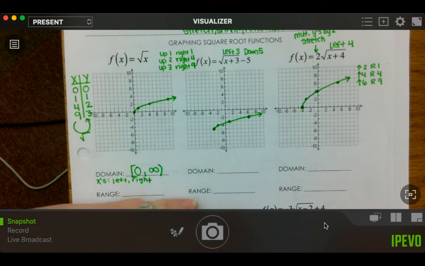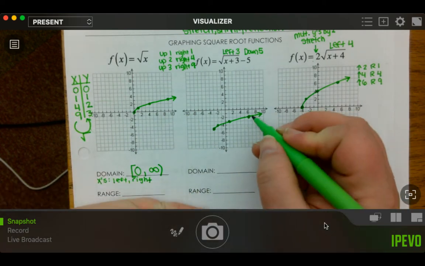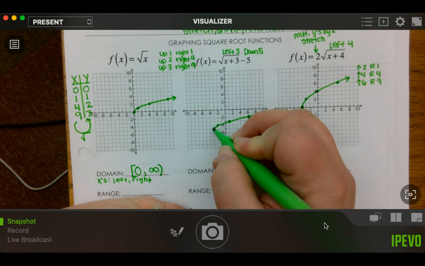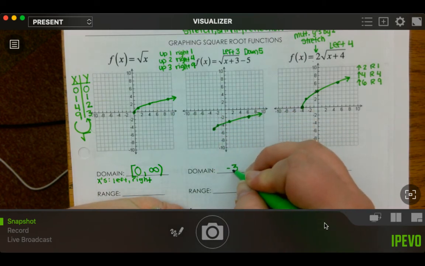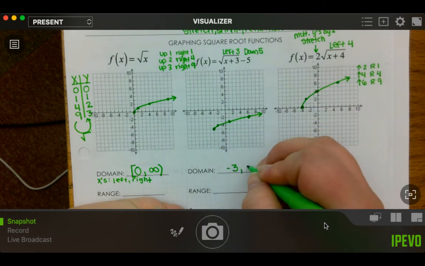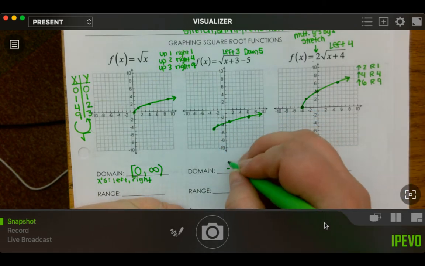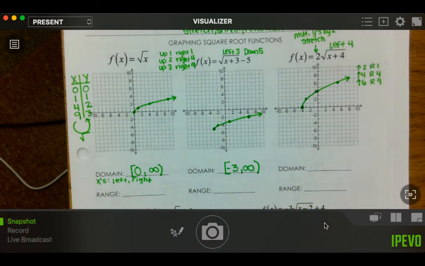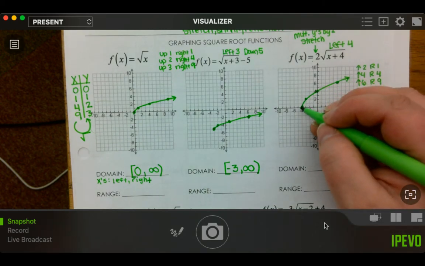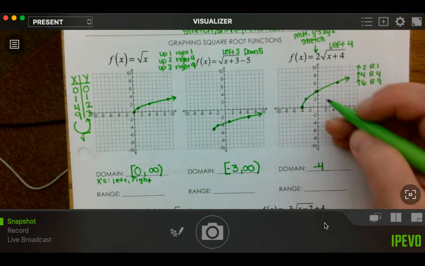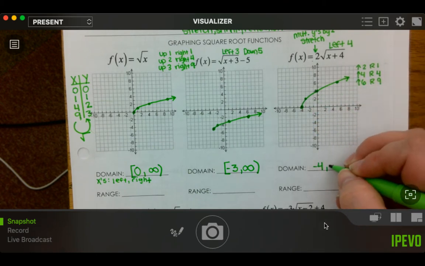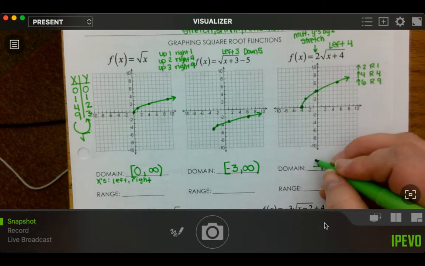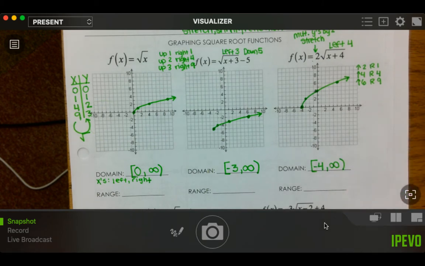And then I'm going to go ahead and do all of the domains first. So the furthest to the left this graph goes is right here at, looks like -3. But then it goes to the right forever as well. And then the same thing, this was a closed circle, so it gets a bracket. Infinities always get parentheses. And over here, my graph goes to the left to -4. And then it goes to the right to infinity. Bracket around the whole number, parentheses around the infinity.